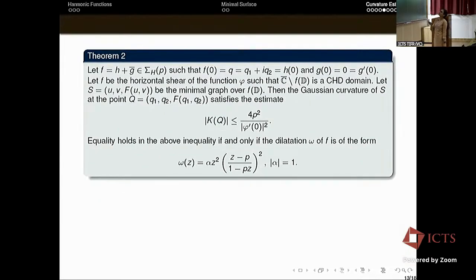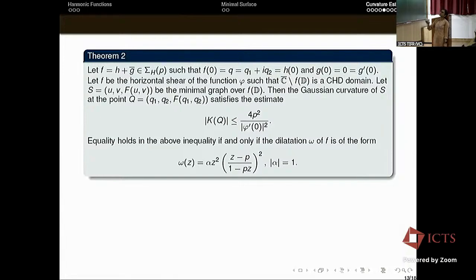In this theorem also, we obtained an estimate for the Gaussian curvature, but here the domain is a CHD domain, which is a more general domain. So here we prove that if F is in the class sigma HP and F(0) is equal to Q, and if F is the horizontal shear of the function phi, then if S is the minimal graph over F(D), the Gaussian curvature of S at the point that lies above the point F(0) will satisfy this estimate.